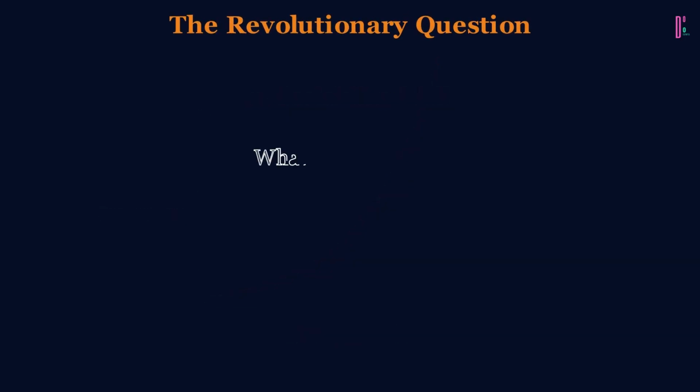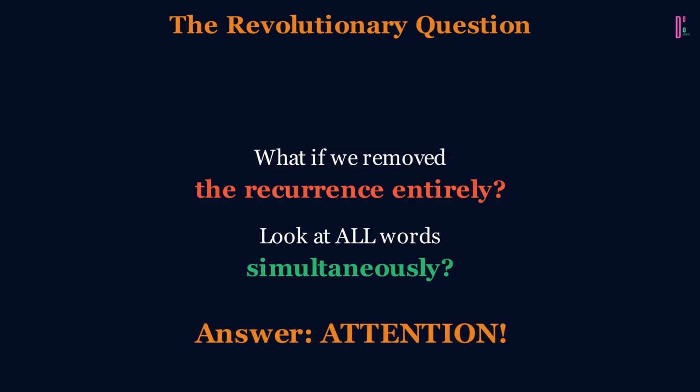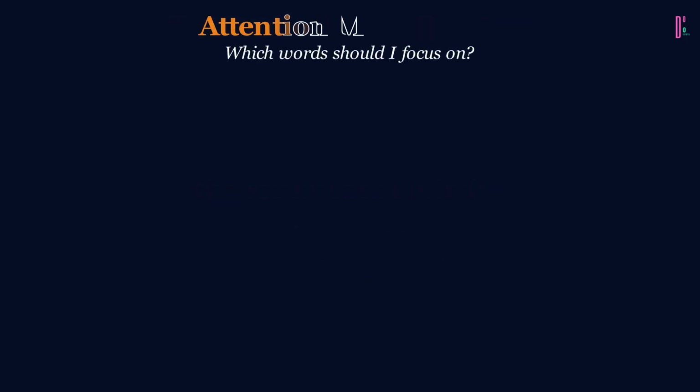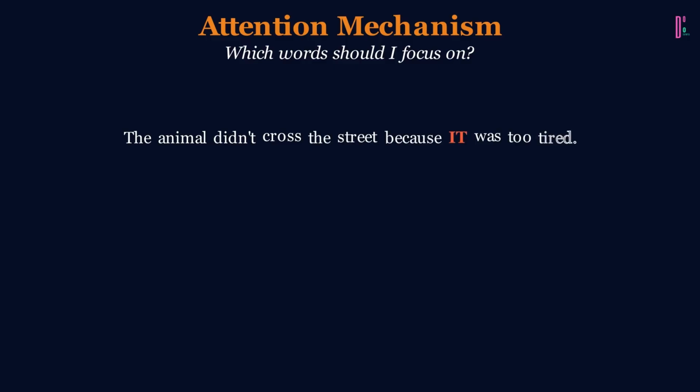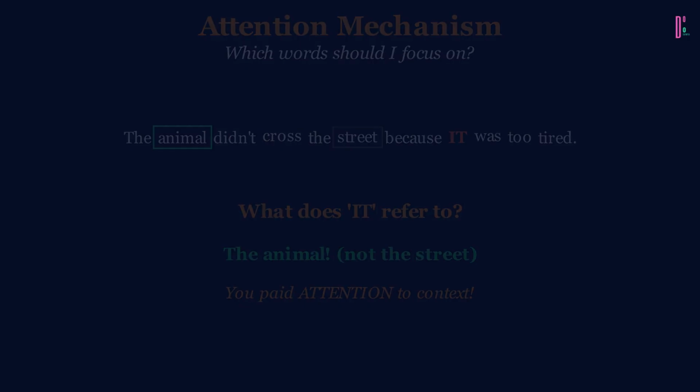Google's researchers asked, what if we threw away the recurrence entirely? What if we could look at all words simultaneously? The answer, attention mechanisms, but cranked up to 11. Attention answers one question. Which words should I focus on? Imagine reading the sentence. The animal didn't cross the street because IT was too tired. What does IT refer to? The animal, not the street. How did you know? You paid attention to context.